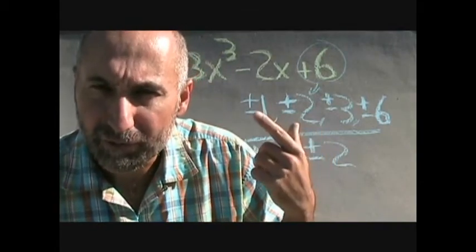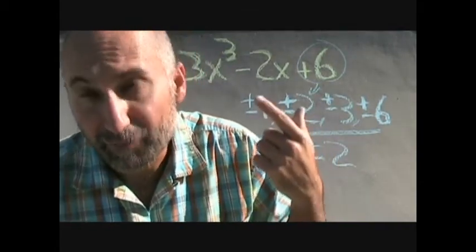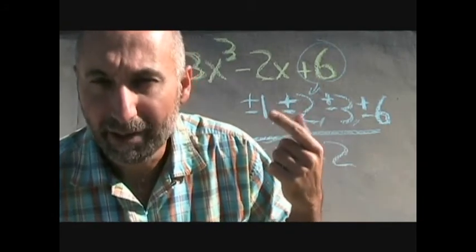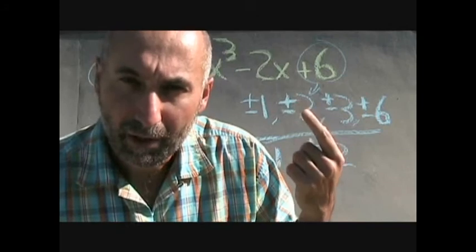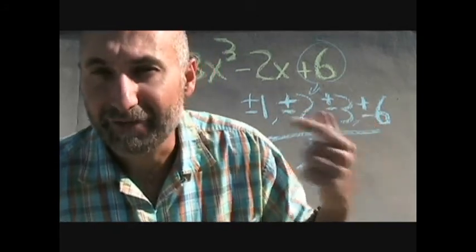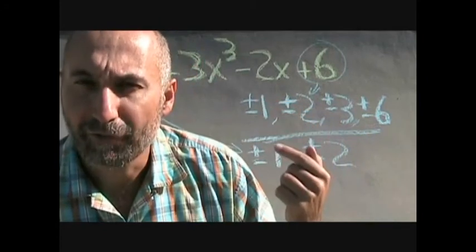Okay, so the first thing we would do is try positive 1, and if positive 1 didn't work out, where the remainder wasn't equal to 0, we would try negative 1, and if that didn't work out, we move on to positive 2, negative 2, positive 3, negative 3, positive 6, negative 6, and if none of those work out, then we're going to try the fractions.